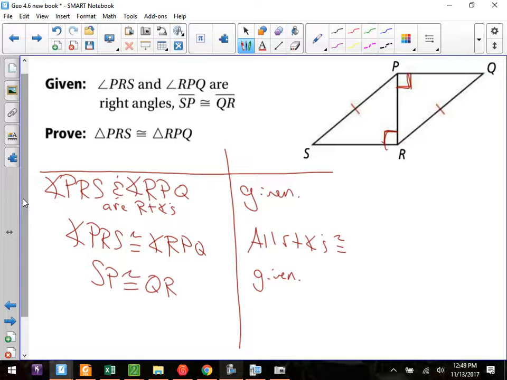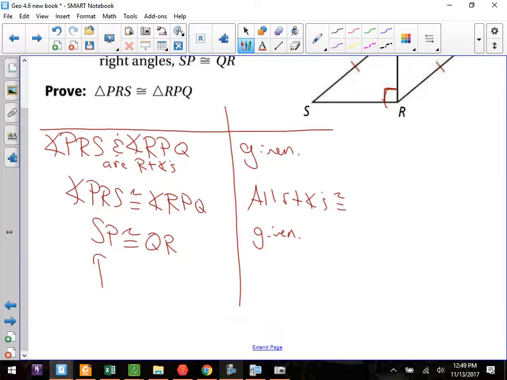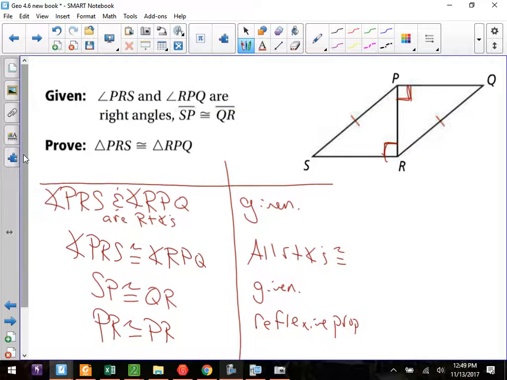Yeah, reflexive. It's just reflexive, guys. Sometimes it's the most obvious thing, it's sitting right in front of you. Remember, it's called reflexive, it's not called shared side. And then when we mark up our diagram, now you have hypotenuse leg.